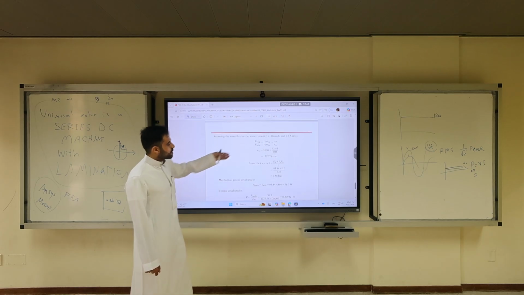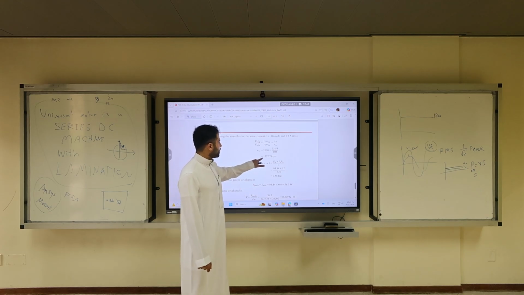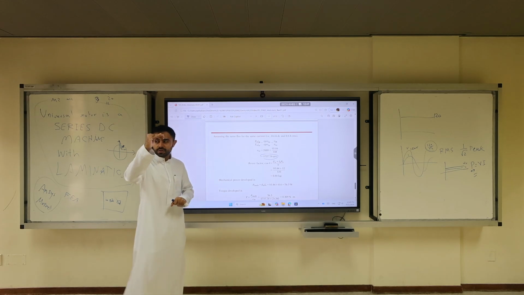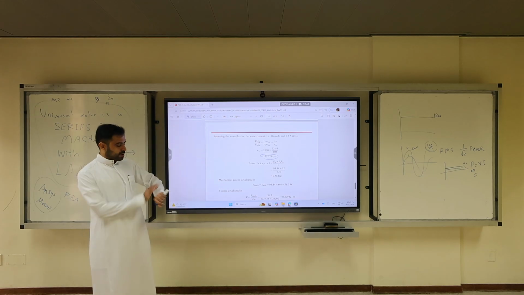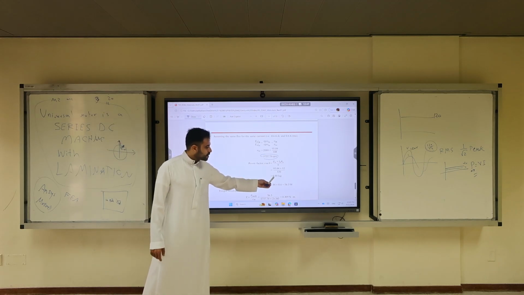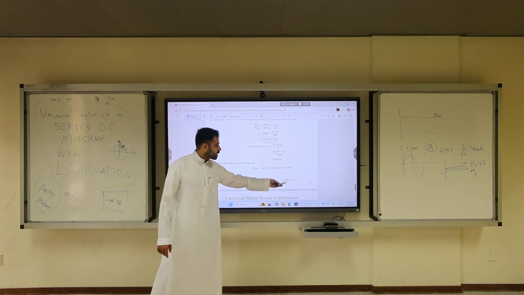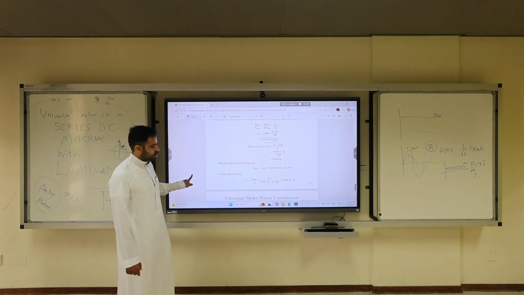Now, if you compare the ratio of the speed, you will notice that the speed for AC is 1700 RPM, lower by 250 RPM. We will solve this example next time, but I'm explaining it real quick. The power factor is 0.8 lagging, and the output power is 56 watt, and you get the torque 0.3.